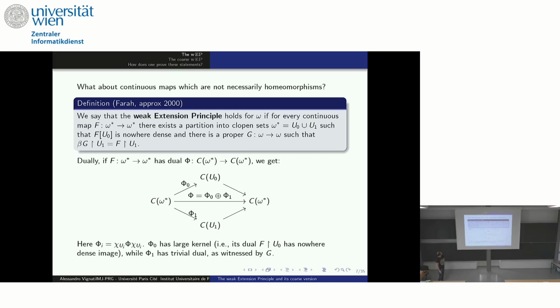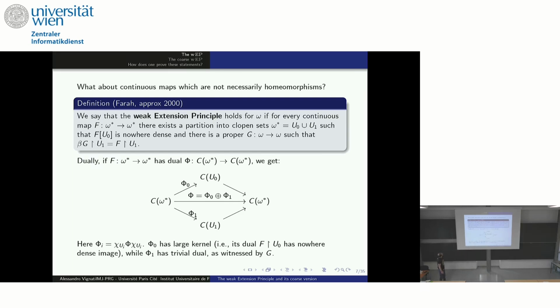So I think the following diagram is good. What am I saying here? I'm saying WEP holds for omega if you give me a continuous function from omega star to omega star, then I can split omega star into U0 and U1. So this is basically splitting the domain, okay? But once I dualize, I'm splitting the codomain algebra, okay? So these two maps from U0 and U1 are just the inclusion map.